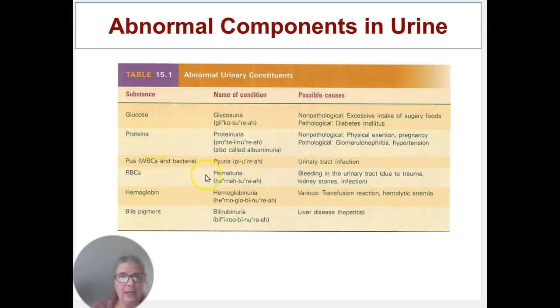Red blood cells in the urine, hematuria, are typically due to bleeding or trauma or infection. Hemoglobin also should not be in your urine. Remember, this is that hemolytic anemia when the red cells are lysed too quickly. Or if we see bile, we're going to worry about liver disease.